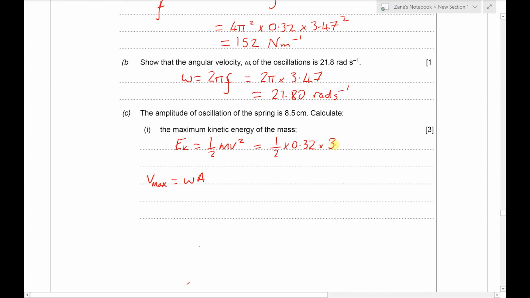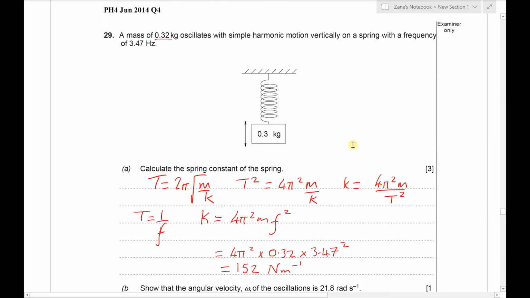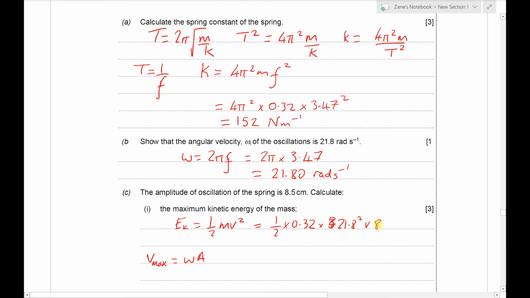So we've got omega was 21.8 and the amplitude 8.5 centimeters. Mustn't forget to turn the centimeters into meters. That's also squared. So putting that into the calculator gives us 0.55 joules. Could of course work out v max separately and substitute in.